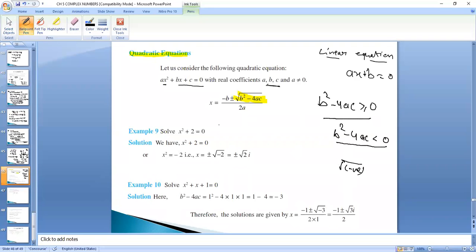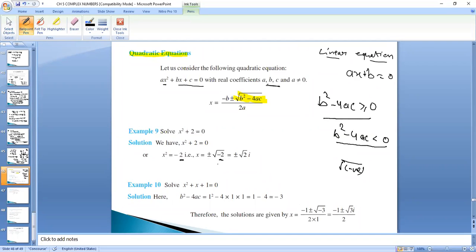So what you will be doing? Now the first question is: solve x square plus 2 is equals to 0. So we will be having x square plus 2 is equals to 0. X square is equals to minus 2. That means x is equals to plus minus square root of minus 2.